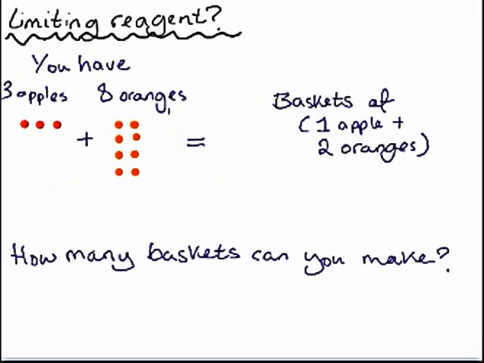Okay? And you want to make baskets of 1 apple and 2 oranges. So each basket has to have 1 apple and 2 oranges. How many baskets can you make out of the stuff that you have in the fridge? Okay, so let's do this one step at a time to explain the concept, right?